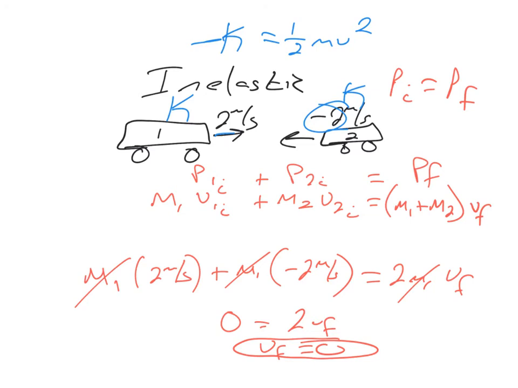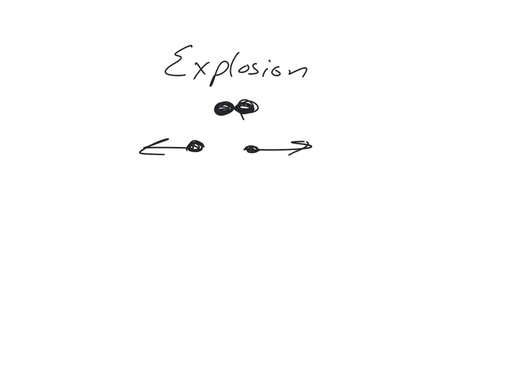So let's go ahead and take a look at our last collision. And our last collision is an explosion. Now, I'm going to start simple. I'm going to say, all right, so I have two carts. They're represented by balls or whatever, and they have plungers. And before the collision, they're together. I somehow remotely release them, and then after the collision, they are moving in opposite directions.